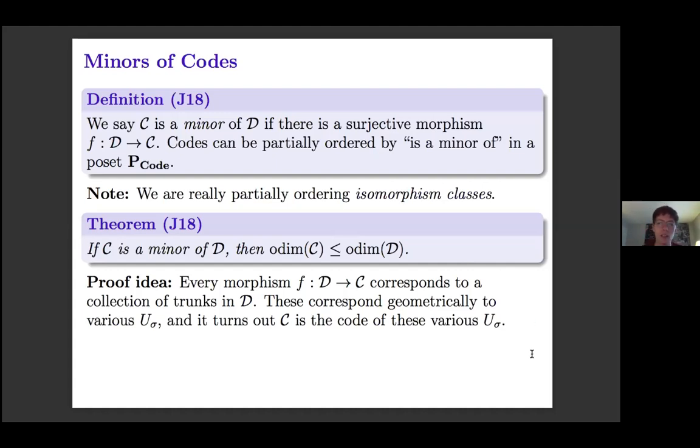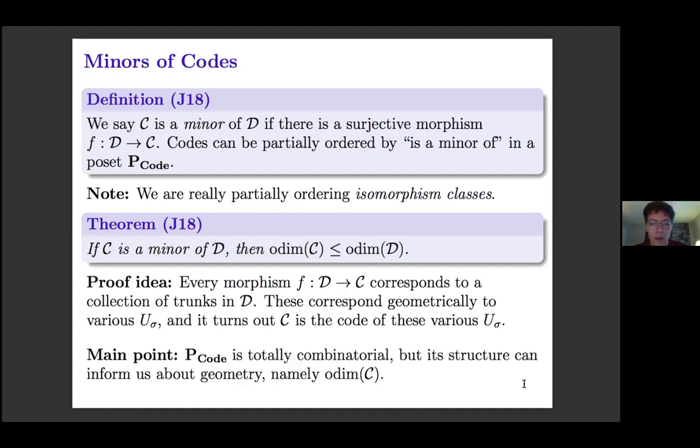We can always take a realization for a code D, and if I have a minor of that code, I can use that realization to build one for the thing below. So the main point here is that I have this totally combinatorial way to partially order all my codes, but it does tell us something about the geometry, in particular about the open embedding dimension.